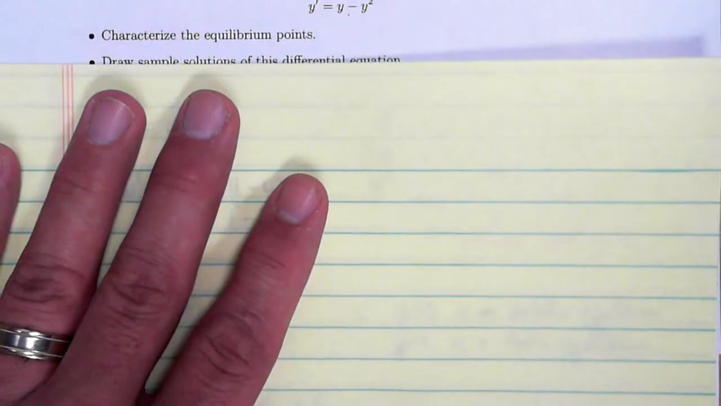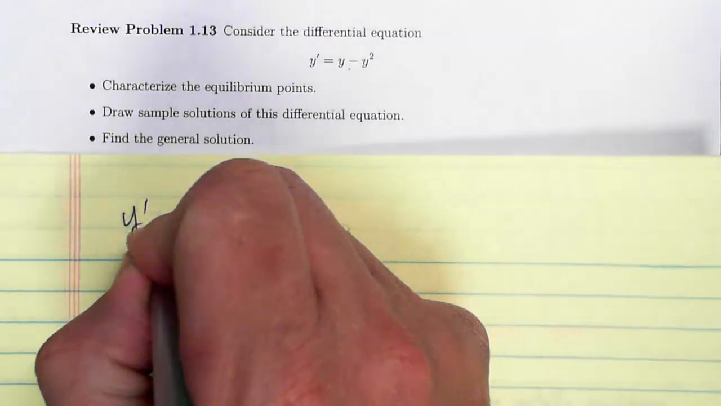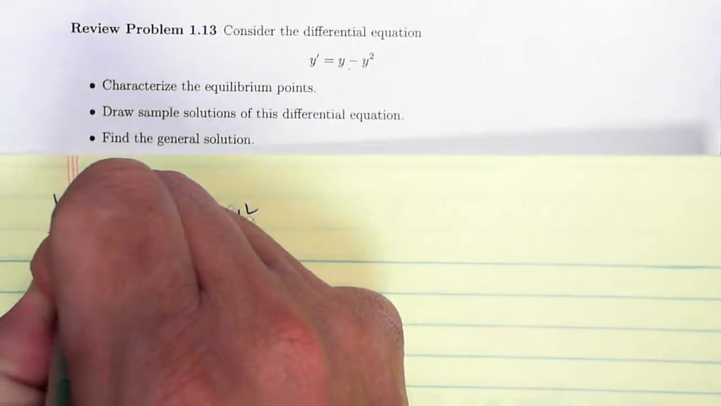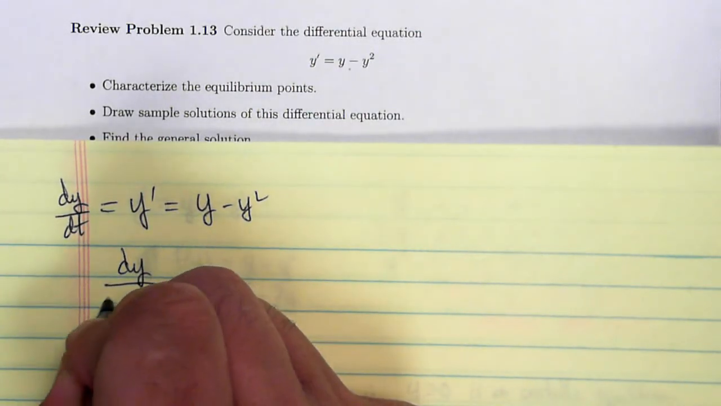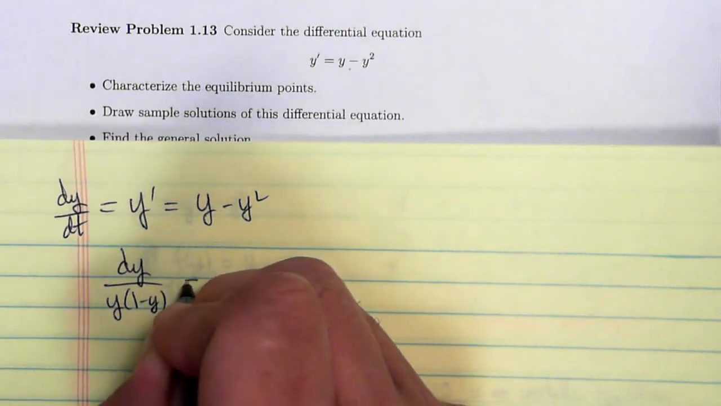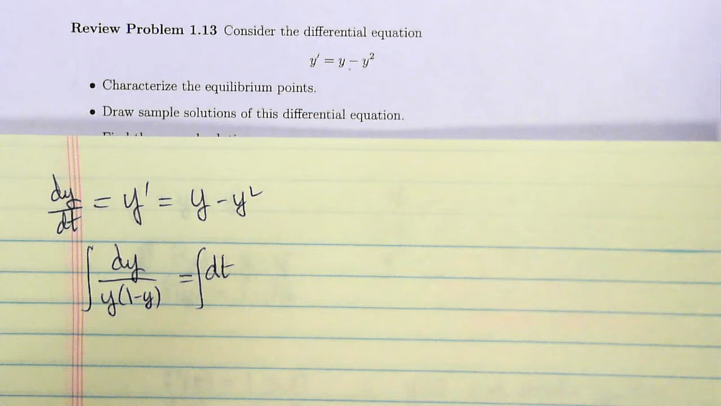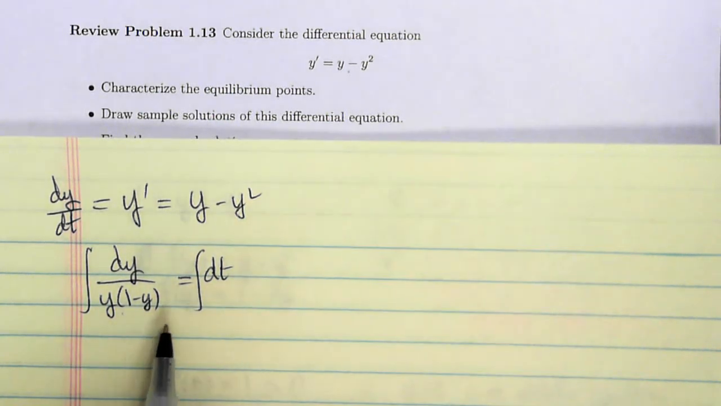Now let's actually solve the thing. Okay, so in this problem I've asked you to do a little bit more, which is to actually find the general solution. So y prime is equal to y minus y squared. So that's dy dt. Okay, this is a separable differential equation. I can divide: dy over y times 1 minus y equals dt, and integrate both sides. Now when I divide, I might lose solutions, so let's not forget about that.